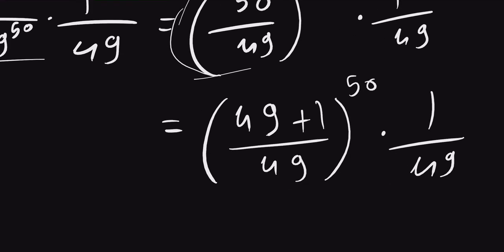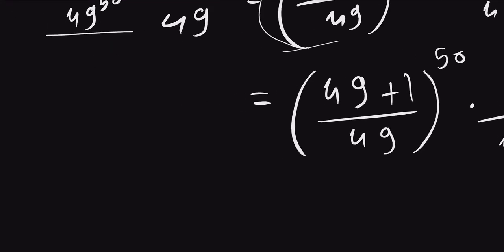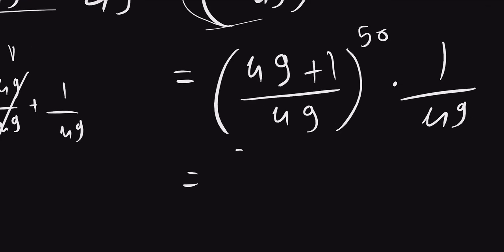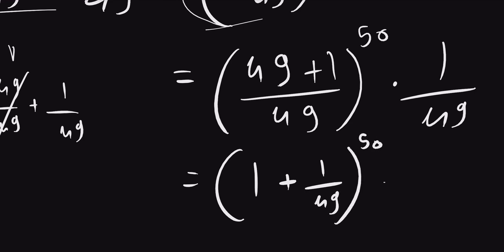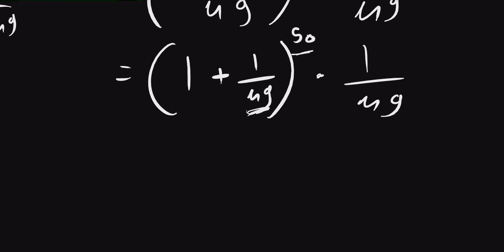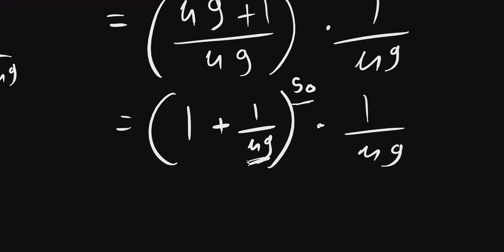Now, what is 49 plus 1 over 49? That is simply 49 over 49 plus 1 over 49. 49 over 49 is 1. So we end up with 1 plus 1 over 49 to the power of 50 times 1 over 49. Now, I want to make the denominator in this fraction here and the power be the same, and I'm going to explain why later. It all has to do with Euler's number E.